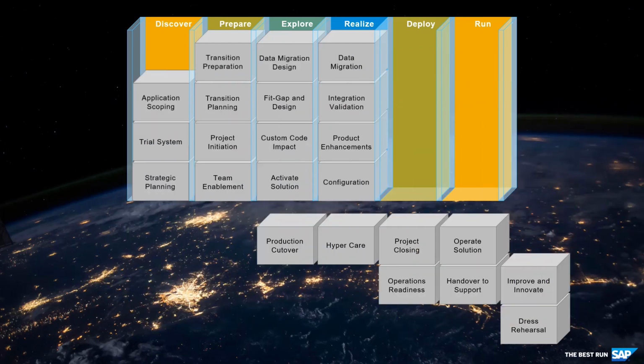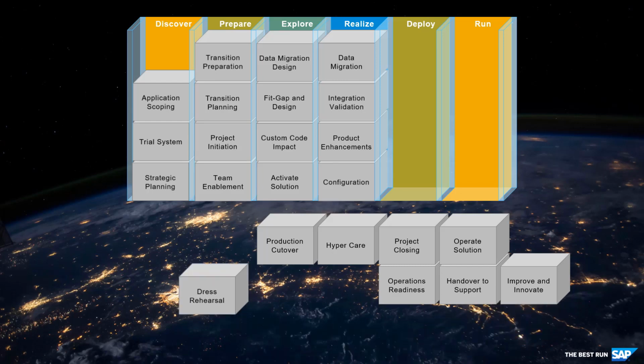When the quality gate 3, realize to deploy, has been passed successfully, the final preparation for go-live starts in the deploy phase. In preparation for the go-live of the transition project, it is imperative to execute an end-to-end dress rehearsal of the cutover procedures. The rehearsal should be executed about 2 to 4 weeks prior to the go-live.